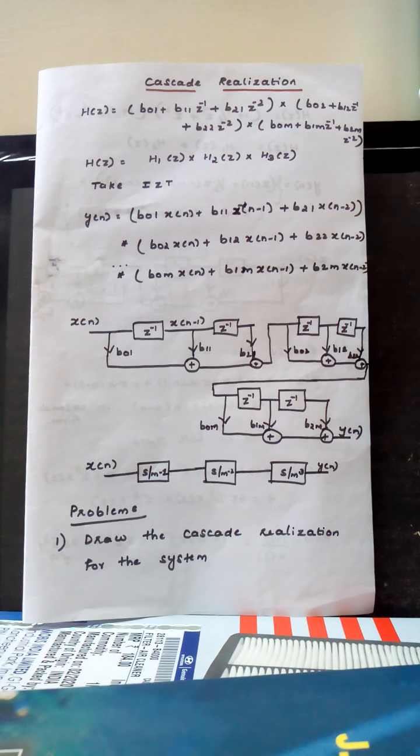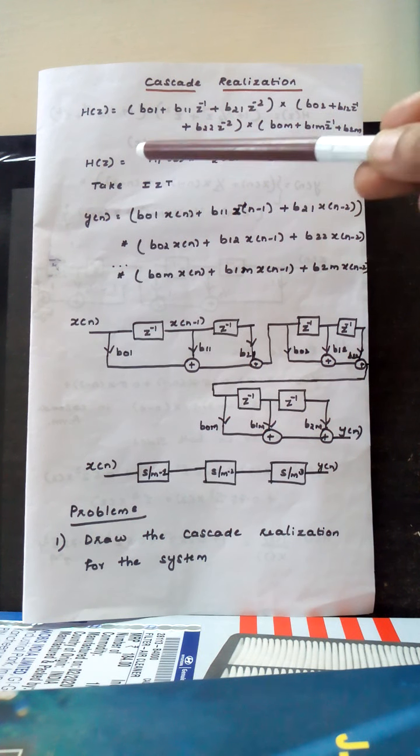Next one we'll see the cascade realization. Here they are given H(z) equal to (b01 + b11 z^-1 + b21 z^-2), and again that is multiplied with (b02 + b12 z^-1 + b22 z^-2), that is multiplied with (b0m + b1m z^-1 + b2m z^-2).